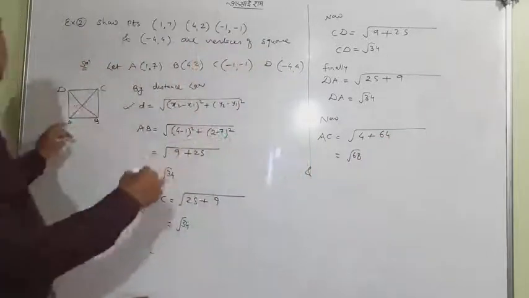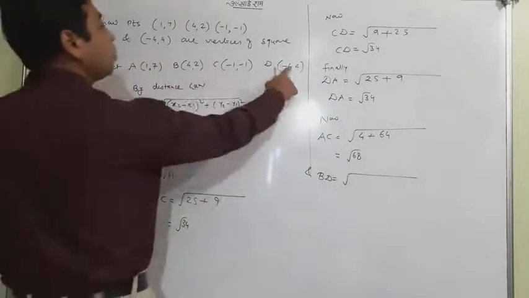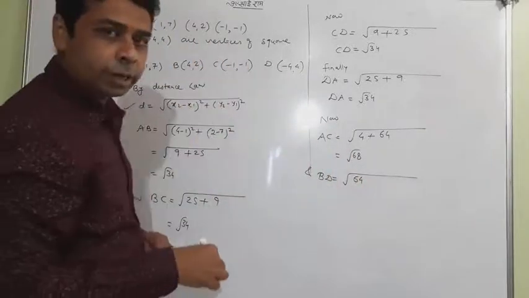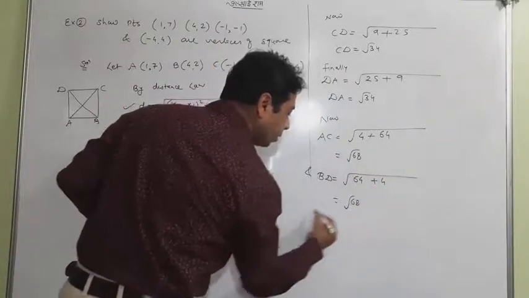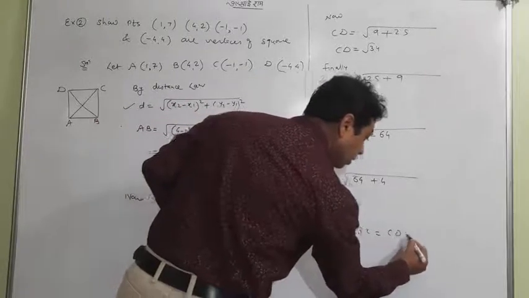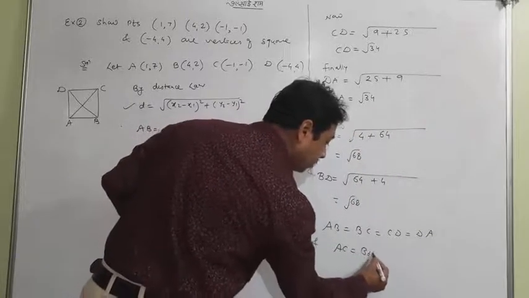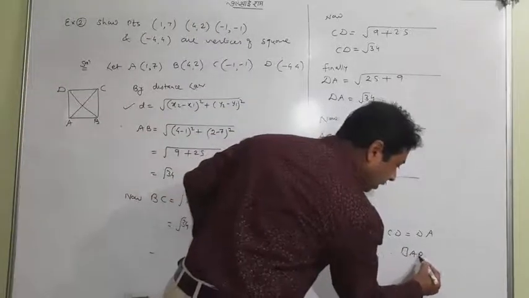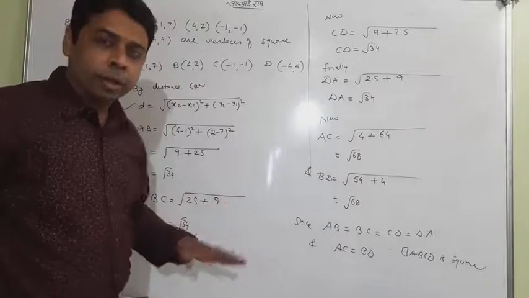And finally I'll go with BD, the other diagonal. BD means x2 minus x1, -4 minus 4 is -8, whole square is 64. And 4 minus 2, 2 squared is 4. Now you have obtained that since sides AB, BC, CD and DA are the same, as well as AC equal to BD, when diagonals are the same as well as sides are the same, ABCD is none other than a square. So students, this was a simple method.